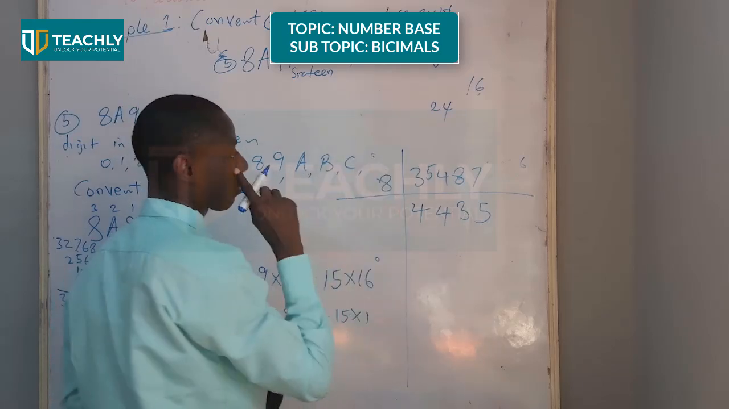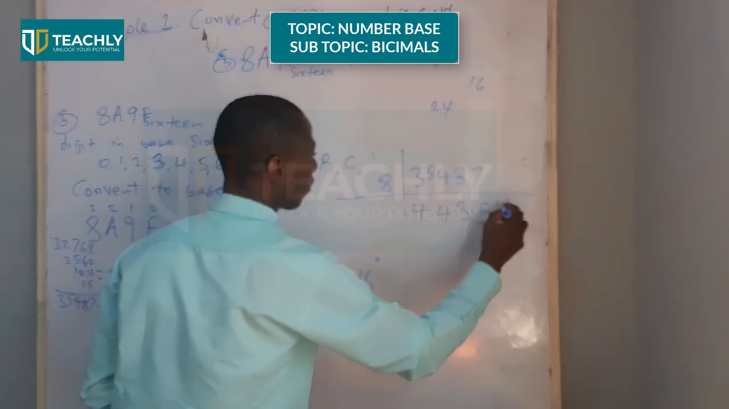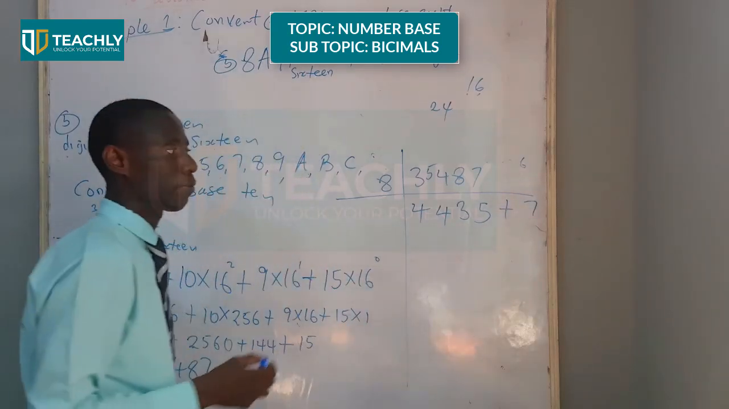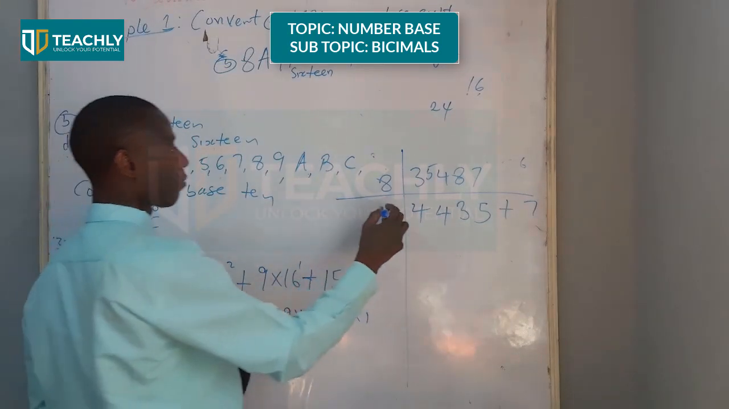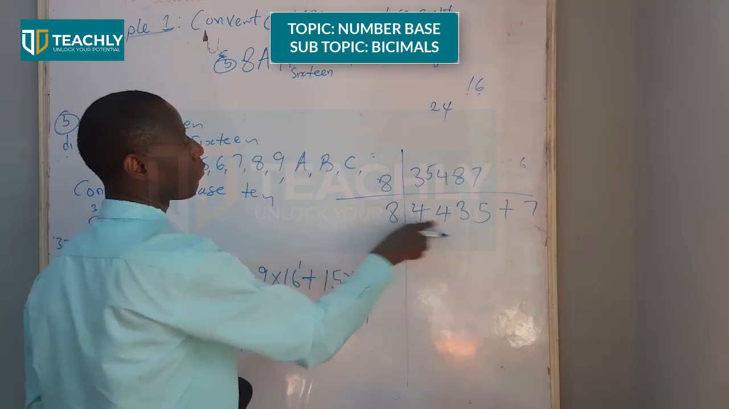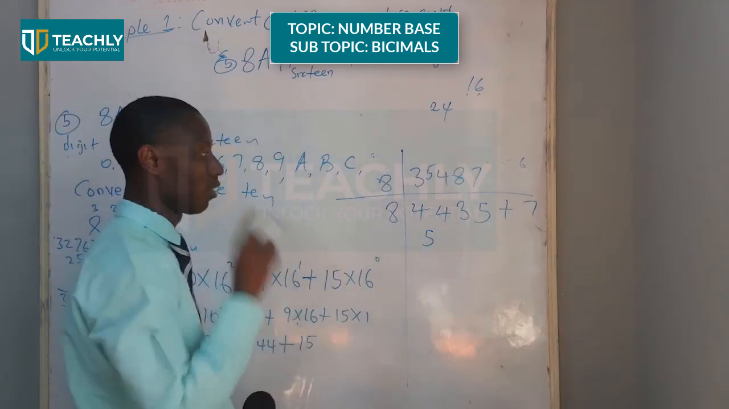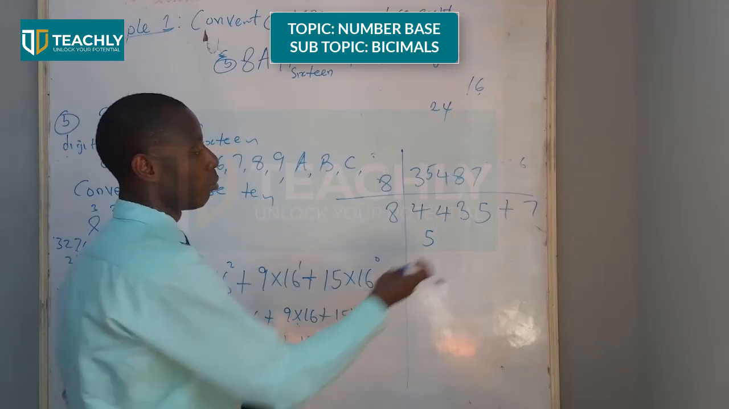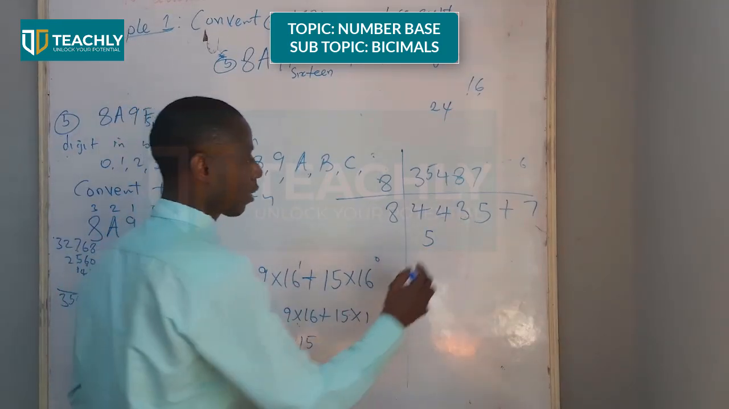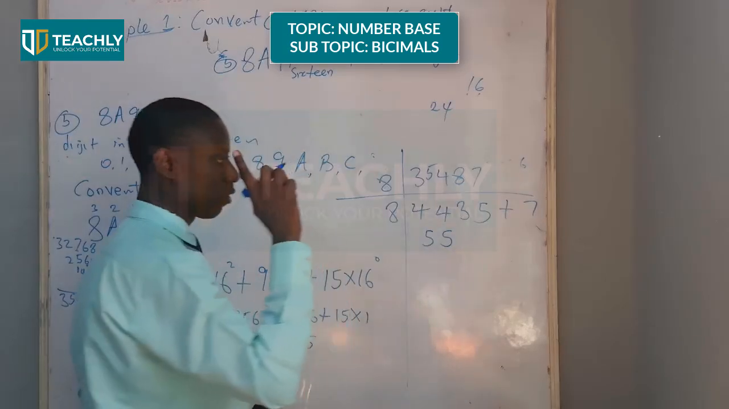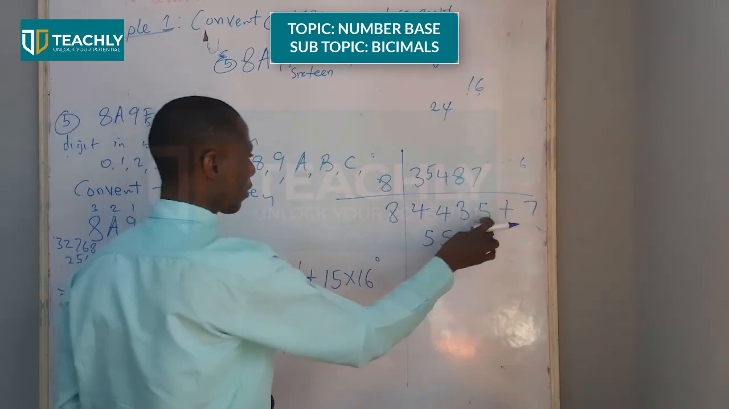But the remainder what? 7. So because the remainder is 7, we are going to put that 7 here like this. So let's take 8 again. 8 in 44, we have 5, which is 40. So remainder 4. Bring that here. In 43, we also have 5, which is 40. Remainder 3. Bring that 3 here.